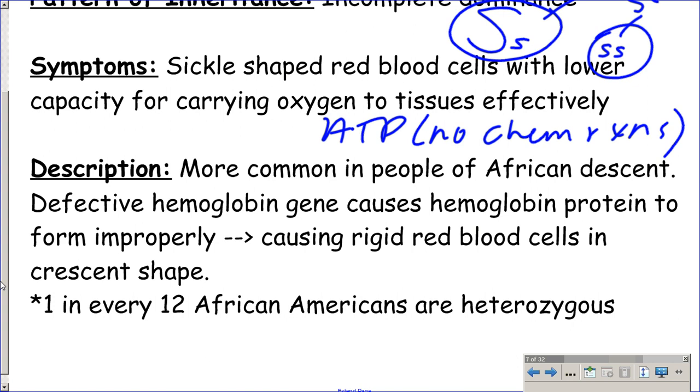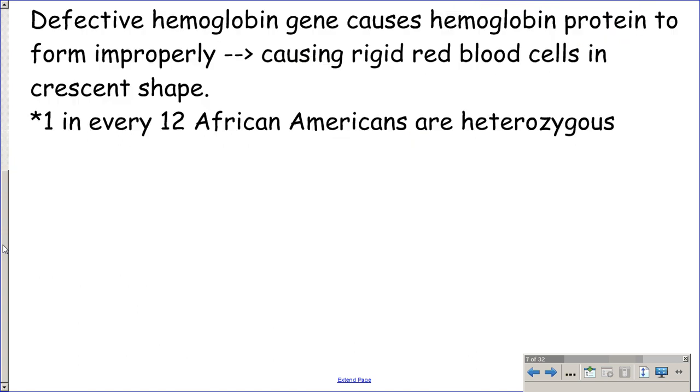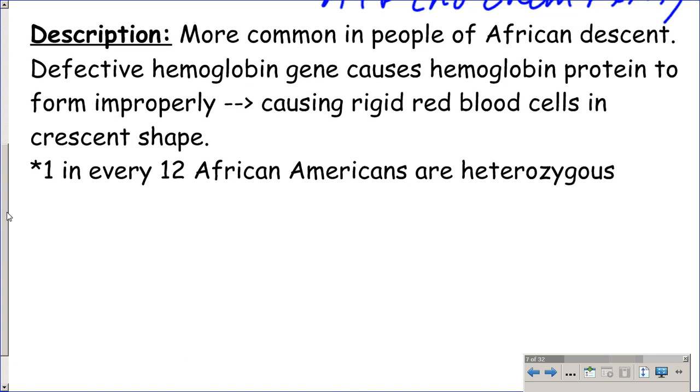Okay, so we talked about it a little bit. It's more common in people with African descent because that population commonly mates together, okay? Makes babies, so that trait stays within that lineage. But it is present in other populations. So the defective hemoglobin means that the hemoglobin protein doesn't form exactly right, causing the red blood cells to be really weird in that crescent shape. So it's present in 1 in every 12 African Americans. Okay, that's only the ones that are heterozygous though. Okay, so they have the big S and the little s.